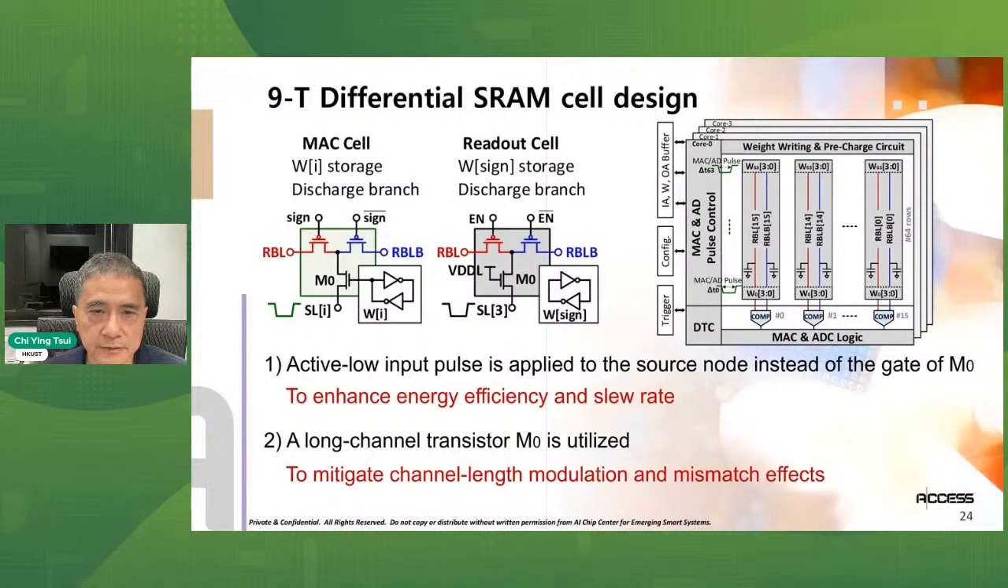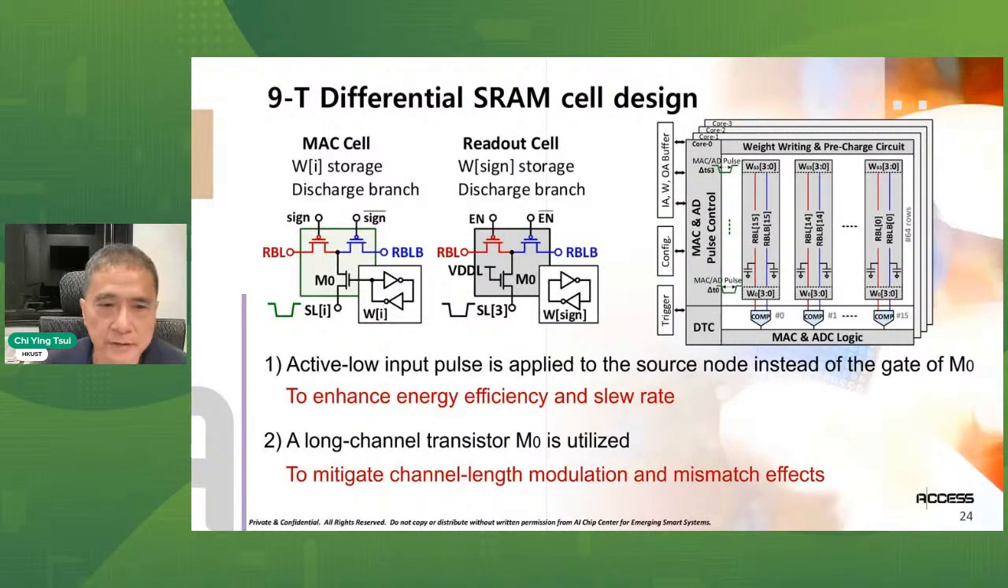Here, the cell we are using is a 9T differential SRAM cell design. Because it's a signed weight, we use a sign-magnitude representation. Bit 3 is the sign of the weight, and bit 2, bit 1, bit 0 are the magnitude of the weight. For the magnitude weight, the cell is like this. We have a 6T SRAM cell that controls a discharge transistor, and we also have 2 transistors, one connected with bit line and one connected with bit line bar. It depends on the sign of the computation.